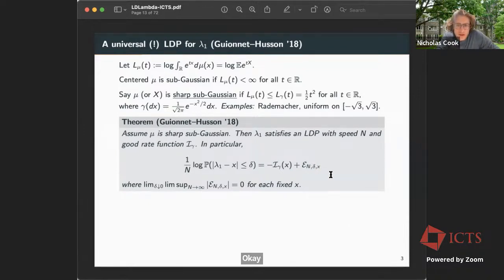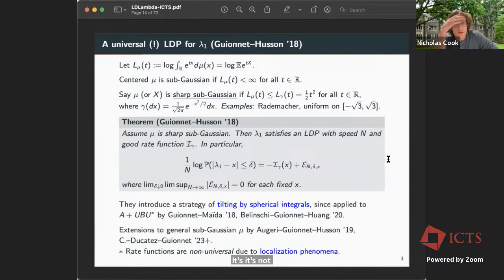You can get a quantitative error from their proof. It's not bad. So this was a major breakthrough, and it was very influential because they had a nice strategy that's been applied to other models since then. It's a strategy I'll explain a bit later, of tilting by what are known as spherical integrals.